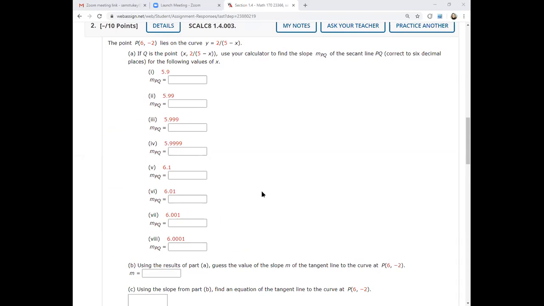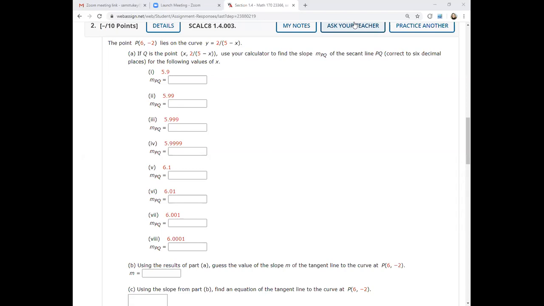And use your calculator to find the slope m_PQ of the secant line, correct to 6 decimal places, for the following values of x. Now, you can do this by using the values of x, because you know the point. So one way to do it is exactly what you said.